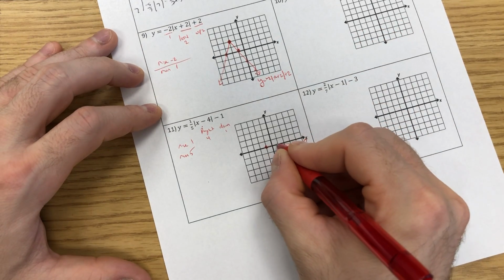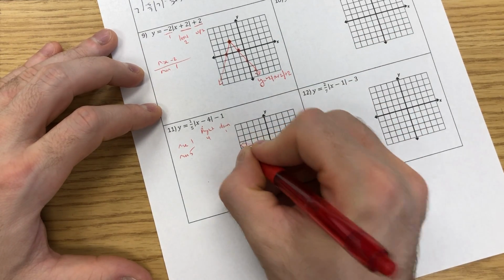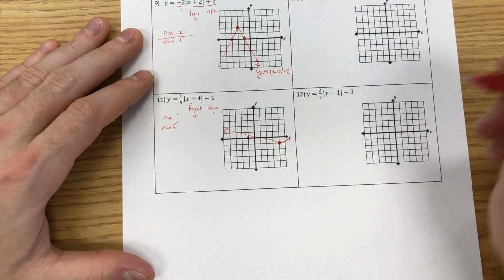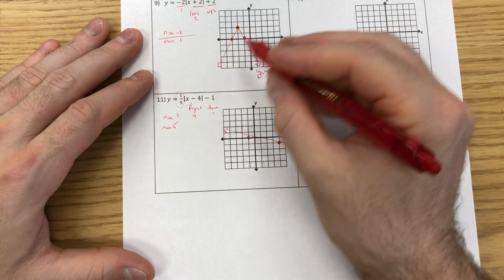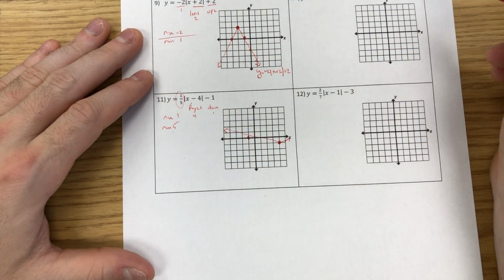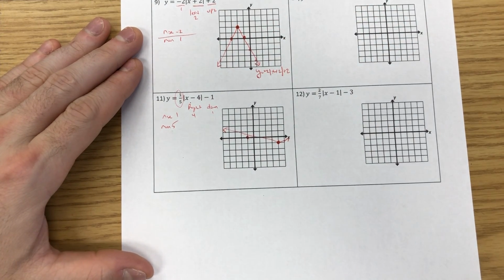Kind of missed my point there, but let's assume that went through there. So anytime we have an absolute value function, we know the slope and we know the starting point. And that's all we need to graph any absolute value function.